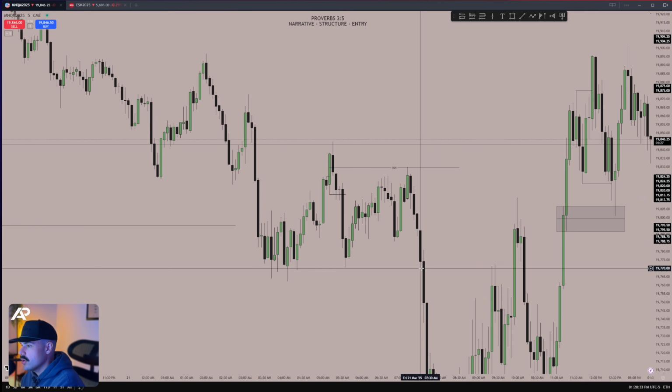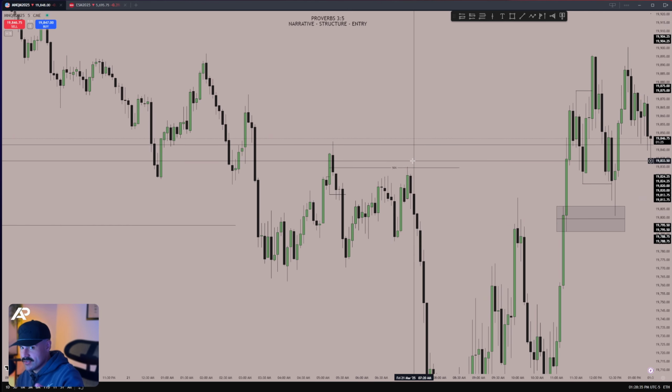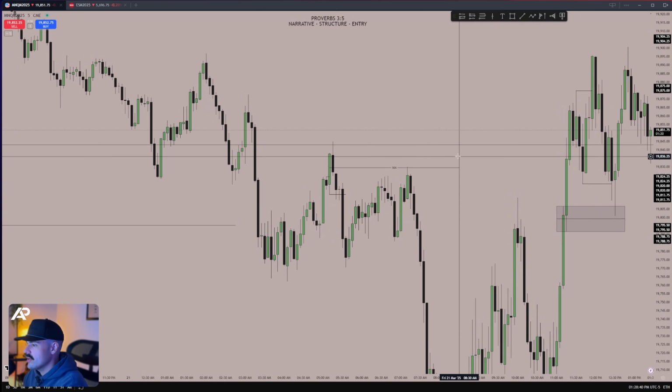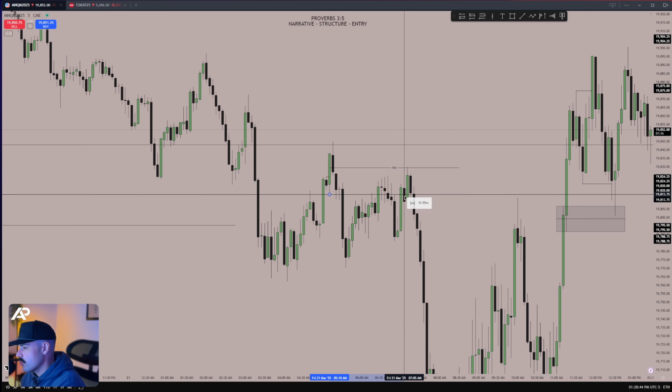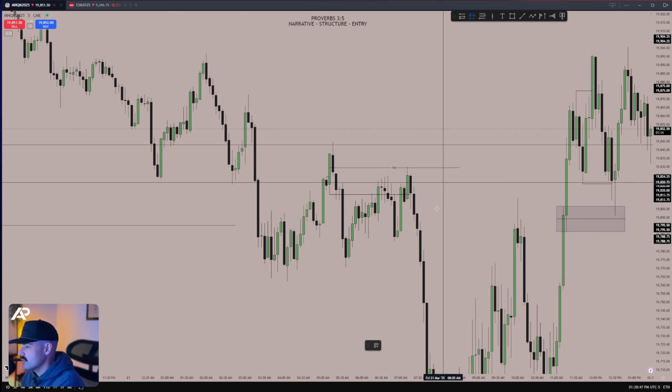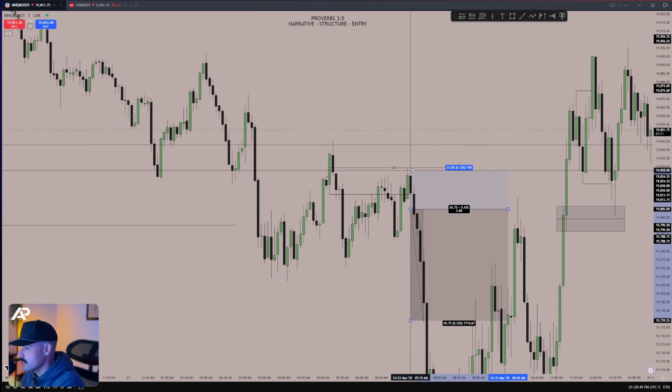What can we do? Well, we can do this, and this is the GB model, or not the GB model, the dream entry, right? We're waiting for what? Once we get to 30% mitigation, what are we waiting for? The candle that trades out of it. Where can we take our sell stop? Below that candle. Where can we have our stop?